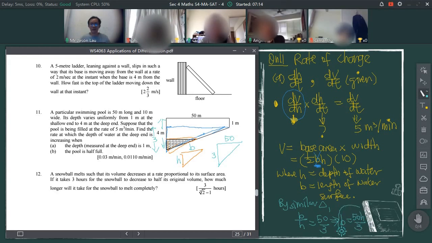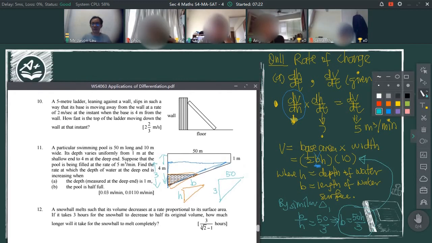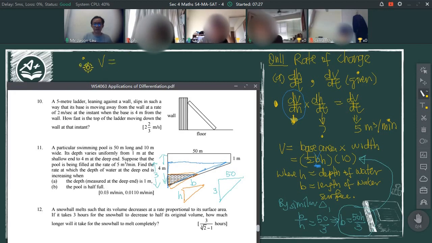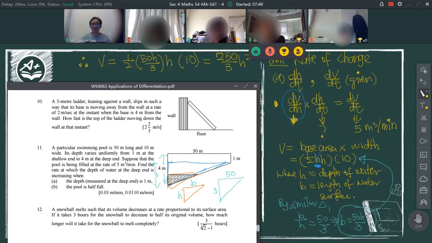So this is your B formula. Then you're going to sub it into your volume formula to take away the B. So we have the V equals half times base times the height, 10 times the 10. So all in all, this gives you 250 over 3 h squared. Yeah, so this is your volume expression.